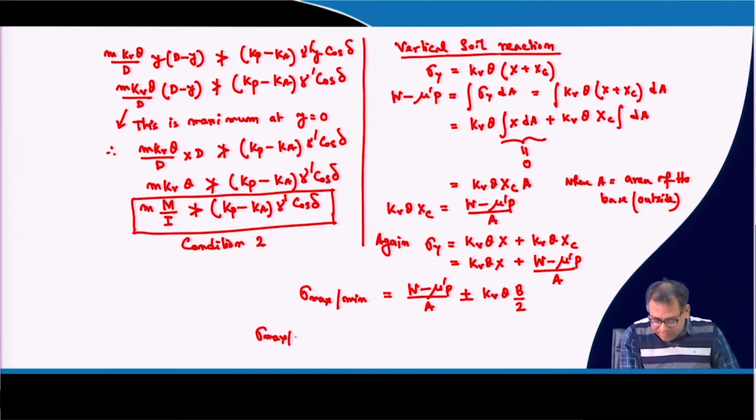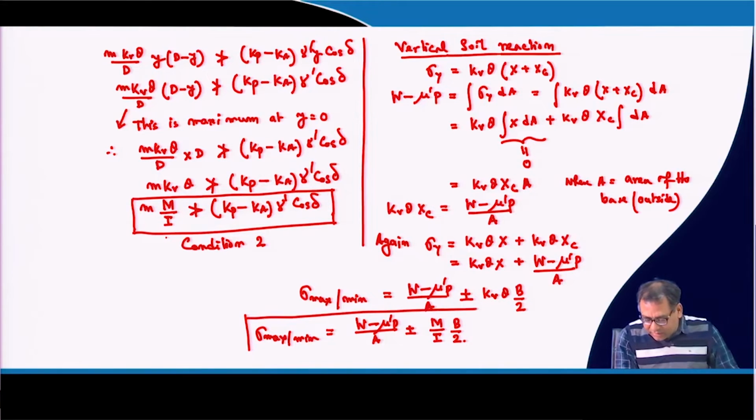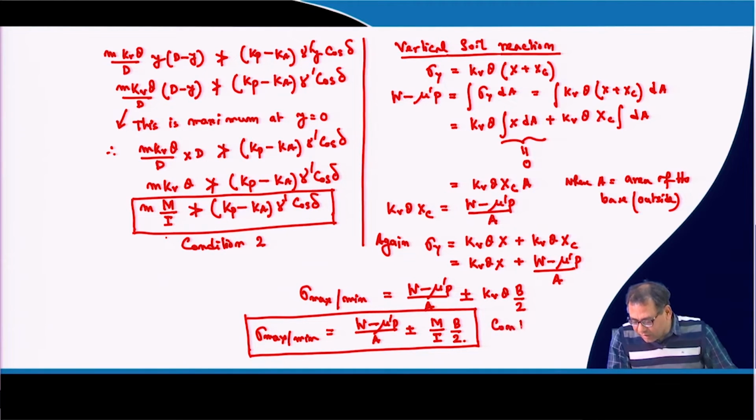Further I can write that sigma max min will be equal to (w minus mu dash p) divided by a, plus minus. Now, what is k v theta? K v theta is m by I. So, again I can write this as capital M by I times b by 2. So, this is another condition, by which we can calculate the stress acting at the base of the well. I should write this as condition 3.